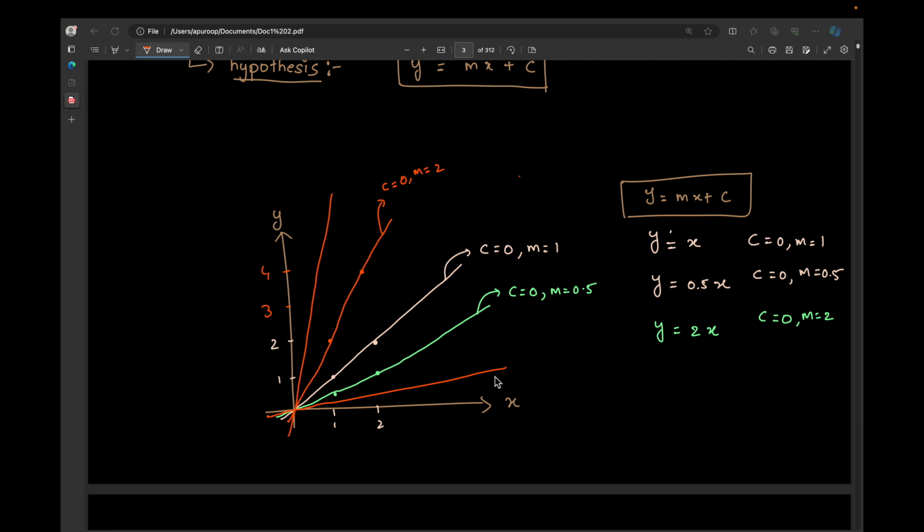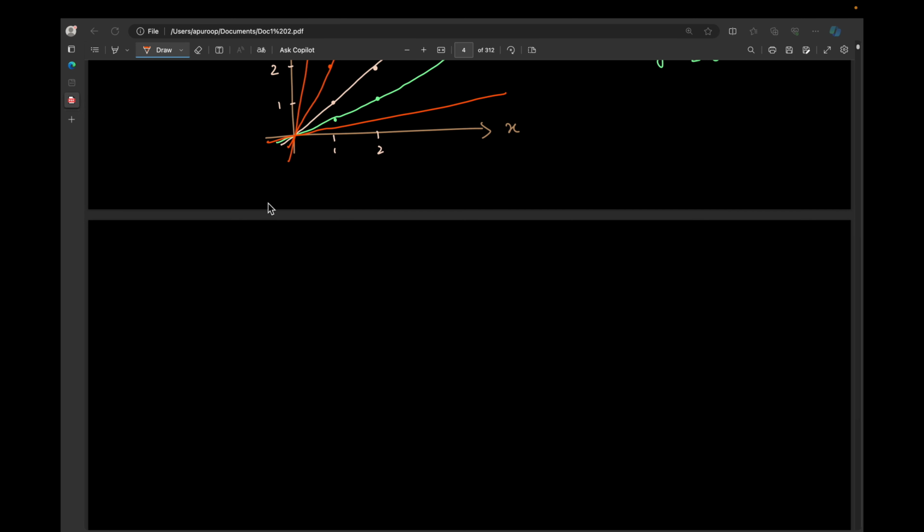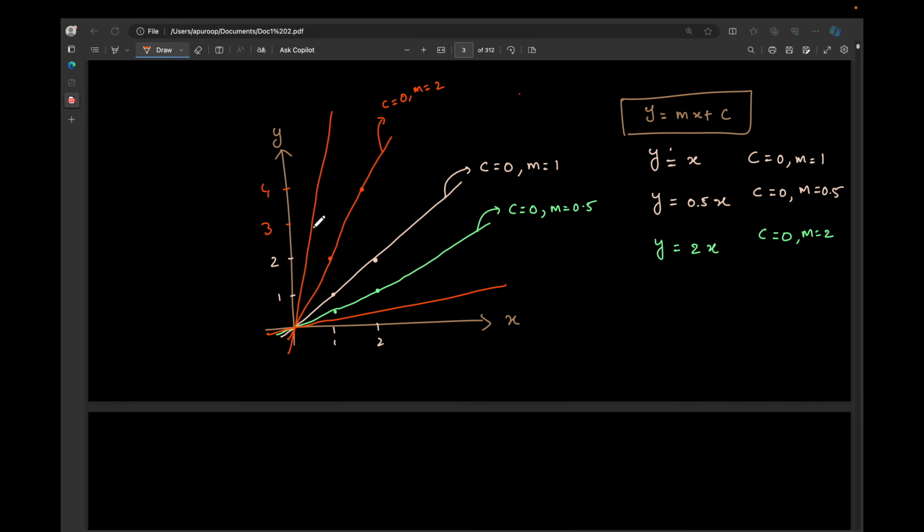Please visualize it. I can't tell m values for each and every line, so please visualize that. Just by changing these m values, we can draw all possible lines. And similarly, let's try to understand this particular c value. So let's say we are having these lines only. Let's take this graph only. Here c is 0, right? That's why our graph is looking like this.